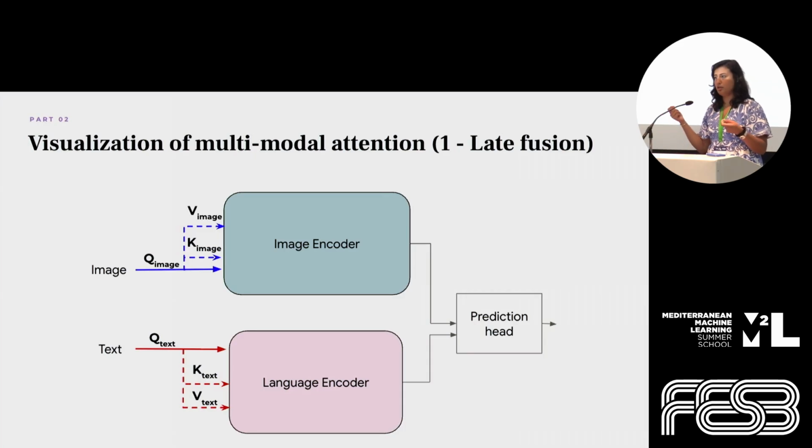Again, with the example of your photo library, you don't want to feed every single image with every single text together. You want to encode them separately, save them, and then quickly do retrieval. So in these kinds of settings, late fusion modules are very useful.